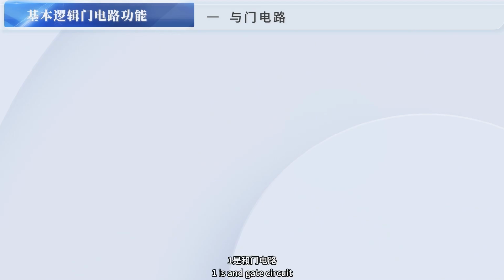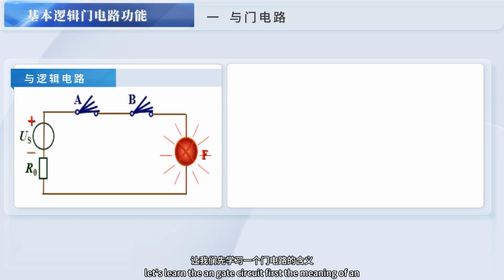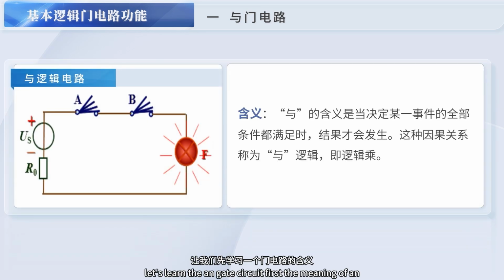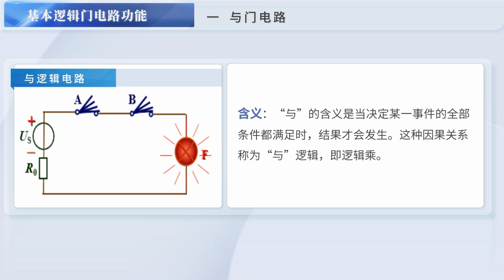One is the AND gate circuit. Let's learn the AND gate circuit first. The meaning of AND: when all the conditions that determine an event are met, the result will occur. This causal relationship is called AND. The logic and logic circuit are shown in the figure.